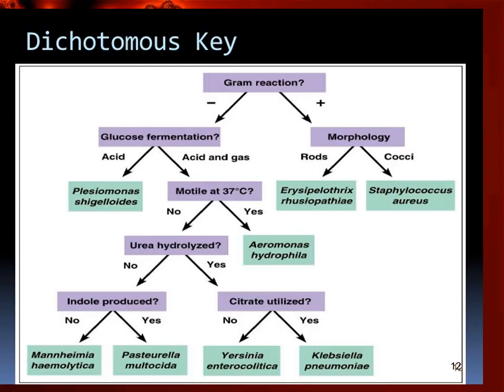Gram reaction, positive or negative. Negative: glucose fermentation, yields acid or does not yield acid. Motile at 37 centigrade, yes or no. Urease hydrolysis, yes or no. Indole producing, yes or no.